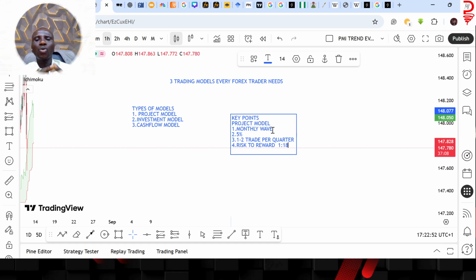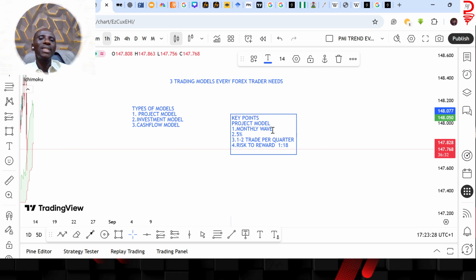1 to 18. So it means that if in 3 months you are able to pick one trade based on our trading system, and that trade ends up a winning trade, because it's going to last for an average of 2 to 3 months. If you pick a trade now, let's say this is January, based on our trading system, on this project model or project account, the trade is going to give you 18 multiples of your risk.